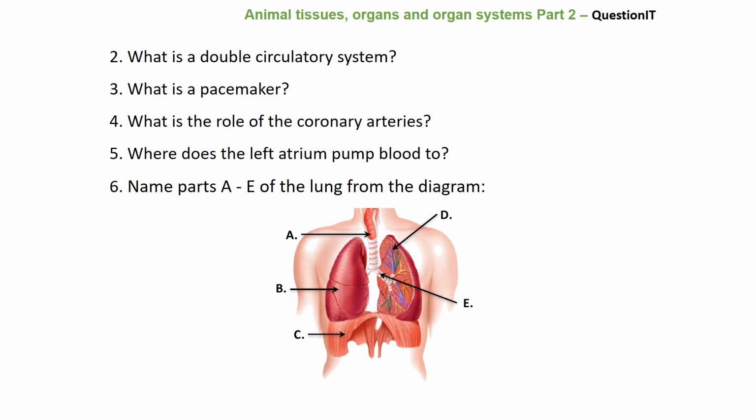Question 2. What is a double circulatory system? Question 3, what is a pacemaker? Question 4, what is the role of the coronary arteries? Question 5, where does the left atrium pump blood to? And 6, name parts A to E of the lung from the diagram. So if you could pause the video and answer those questions, please.